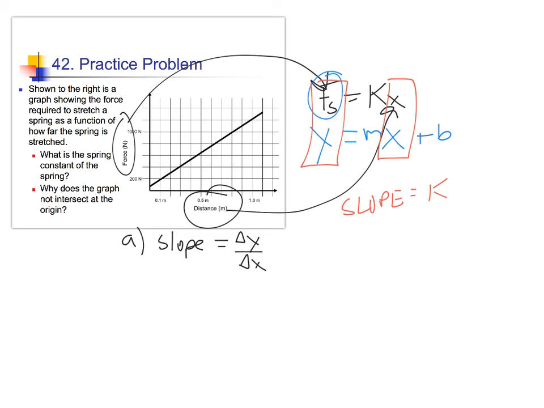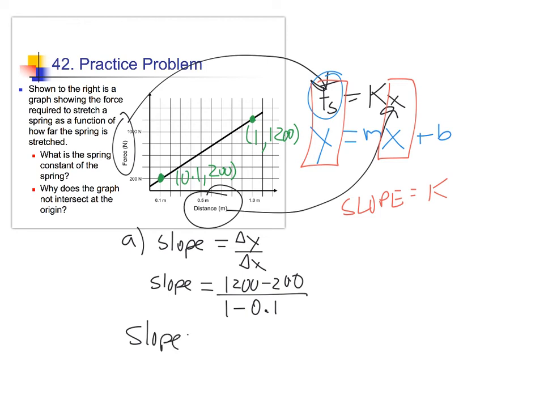So in order to do that, I'm going to pick some points here. So I'm going to pick that first point there, 0.1, comma 200. And I'm also going to pick this point up here, 1, comma, and it looks like this is going to be 1200 because each one of these is 200. So we go ahead and solve for our slope here, and we end up having 1200 minus 200 over 1 minus 0.1 on the bottom for our change in x. And so we end up getting a slope which is equal to our spring constant of 1,111 newtons per meter.